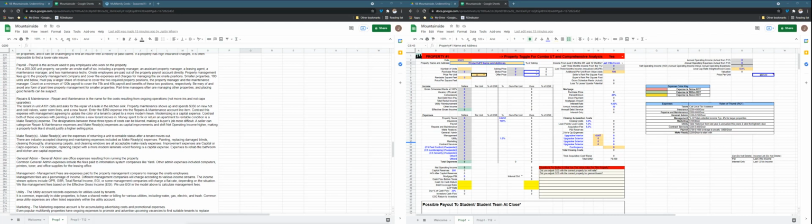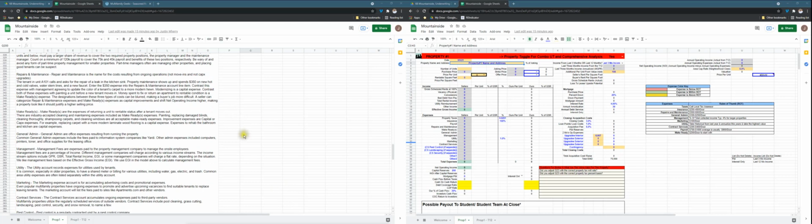Yeah, just things like that. So repair and maintenance. And again, this is going to be something that is going to be pretty clearly listed in the profit and loss statement. Make readies. Make readies is for when apartments are being turned over, when you're trying to return a unit to a rentable state for a new tenant. That's what make readies are.